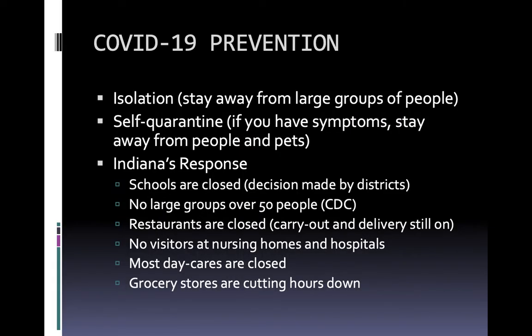How to prevent it, and isolation is number one. And you can see that the United States government and state governments and the CDC is very worried about people self-isolating, people staying away from other people, staying away from large groups. Another part of this is we're going to have to self-quarantine, where certain age groups will probably be told to stay at home if they have the disease and to not have contact with other people and pets.